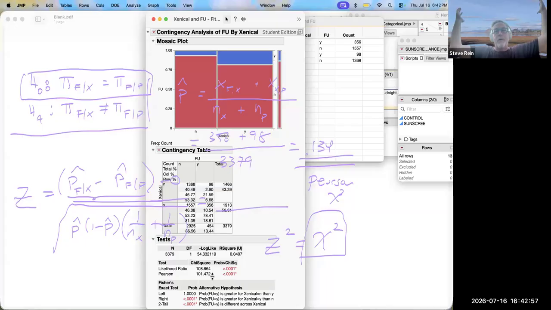101.42. We're home free. We got that 101.42 chi-square value. The square root of that is about 10. My Z value here is about 10. My claim is if we do the calculations, we would get a number almost exactly 10. I tend to rely on chi-square for this, but if you want to follow the book's approach, go ahead and use the Z-test.